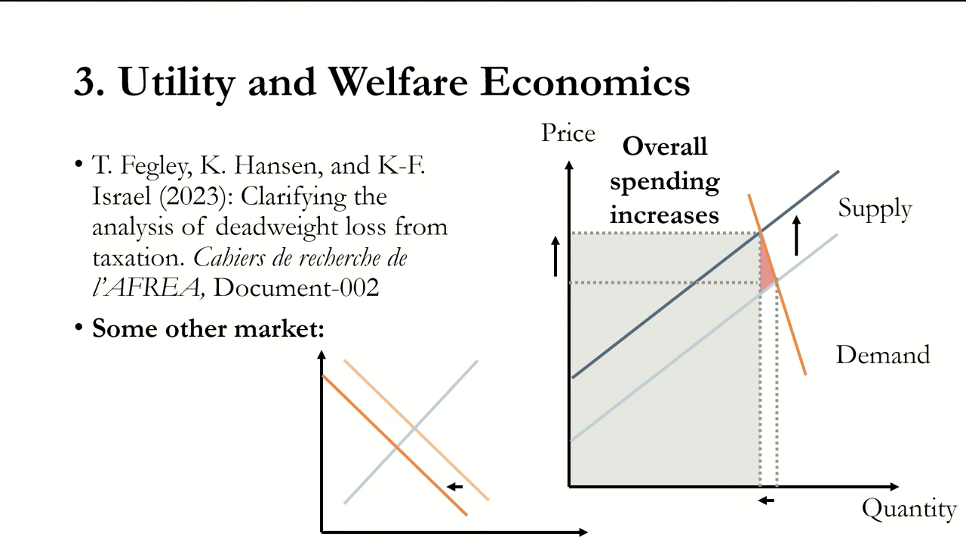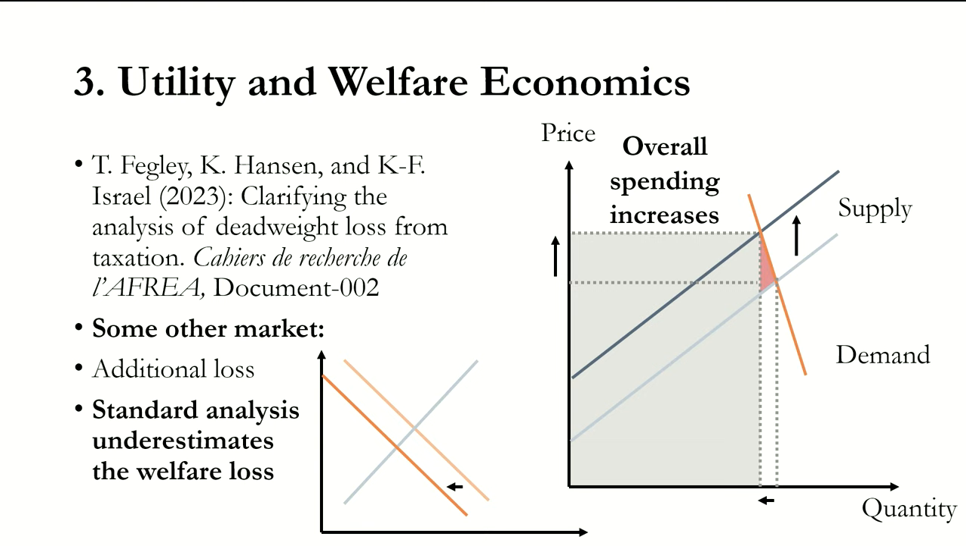That is a shift in demand for other products. There is lower demand for other products now and a reduction in the quantities exchanged. So there is, of course, an additional welfare loss in other markets that emerges from that taxation. And if you look only at the taxed market, you do not take that into account. So you underestimate the welfare loss from taxation.